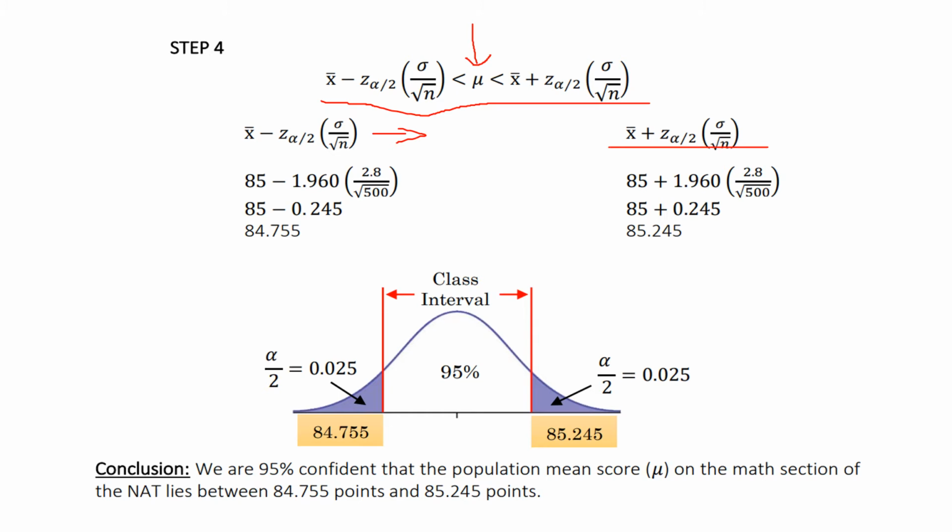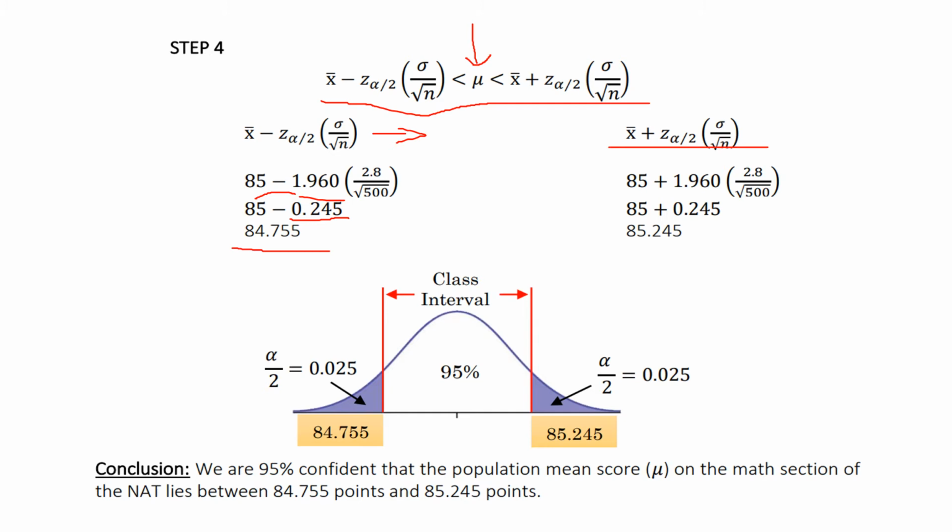That will be 85 minus 1.96. That will be your critical value if your alpha over 2 is 0.025, or your confidence interval is 95%. Then the resulting value for this portion is equal to 0.245. We just simply subtract it to your 85. That will be 84.755. On the upper confidence level, we just simply add this 1.96 multiplied by 2.8 over square root of 500 to 85.